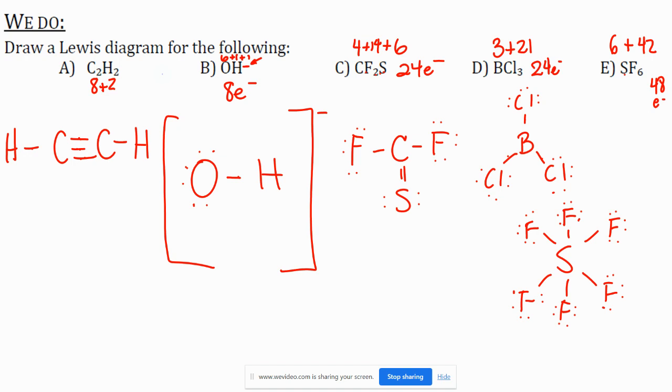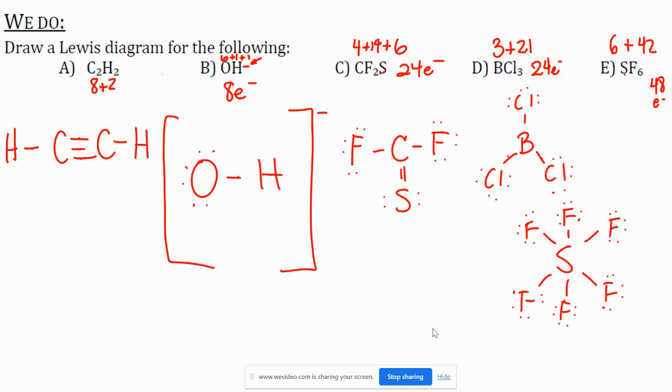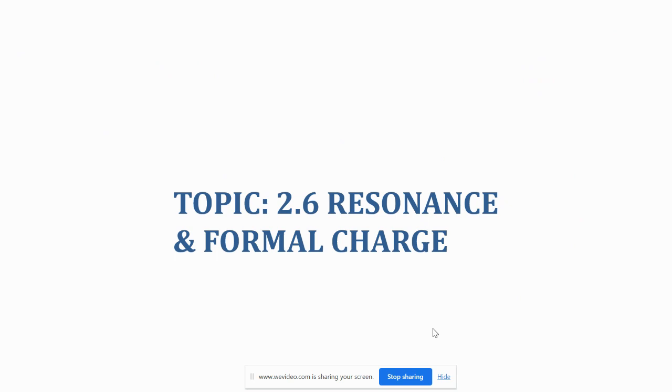And that is your We Do Lewis structures. Tomorrow we will talk about something called resonance and something called formal charge. So today's homework, you might end up with slightly different drawn structures than I have. Tomorrow you'll find out why mine are right and yours are wrong, even though you think yours are right tonight based on Lewis structures, because it all comes down to this concept of formal charge.